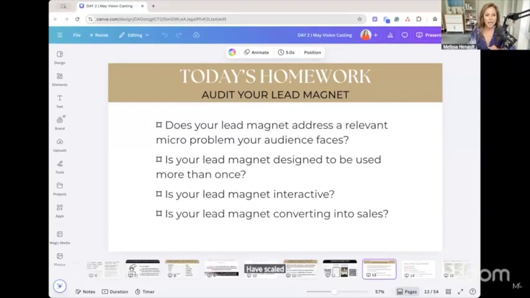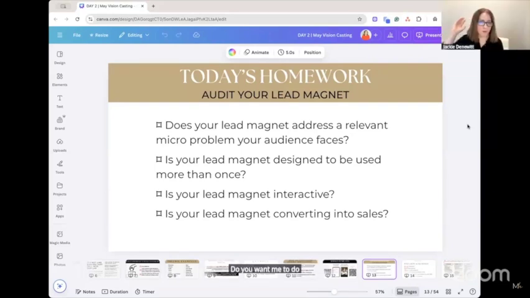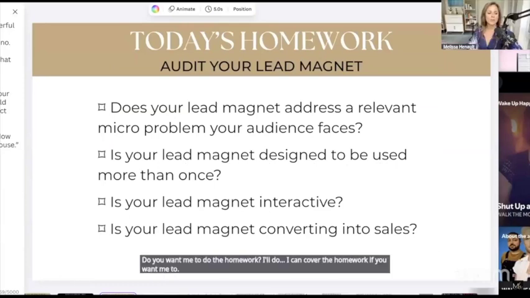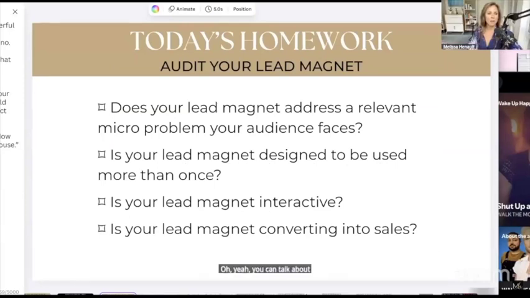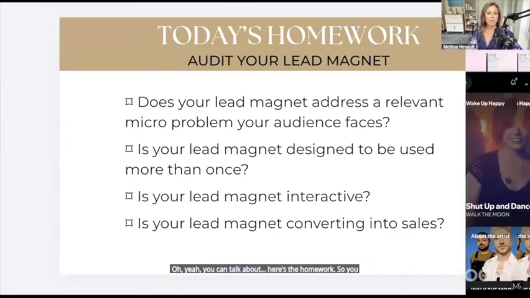So I'm going to. You want me to do the homework? I can cover the homework if you want me to. Oh yeah, you can talk about, here's the homework. So you share the homework. So let's talk about. Okay.